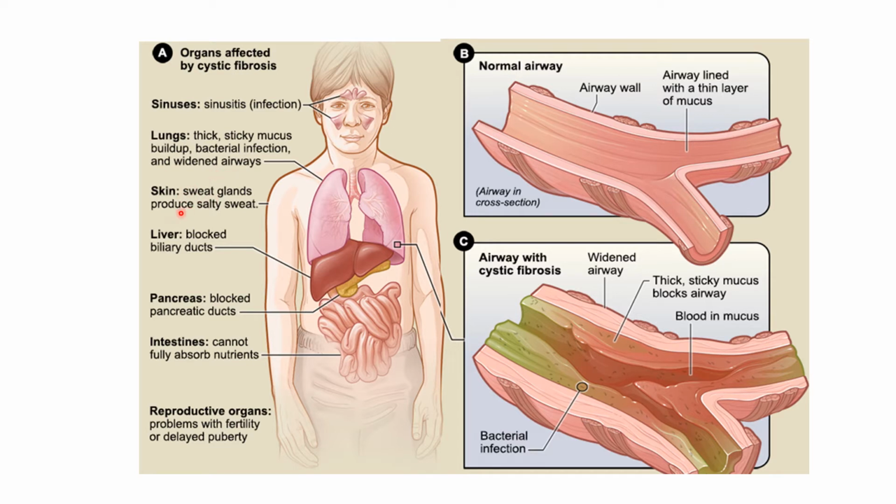Skin: sweat glands produce salty sweat. Salty sweat is mainly a diagnostic procedure for cystic fibrosis. Liver: blocked biliary ducts. Pancreas: blocked pancreatic ducts. Intestine cannot fully absorb nutrients, and the reproductive organs may also be affected, with problems with fertility or delayed puberty. These are the different organs that are affected by cystic fibrosis. So cystic fibrosis affects different organs in the body.